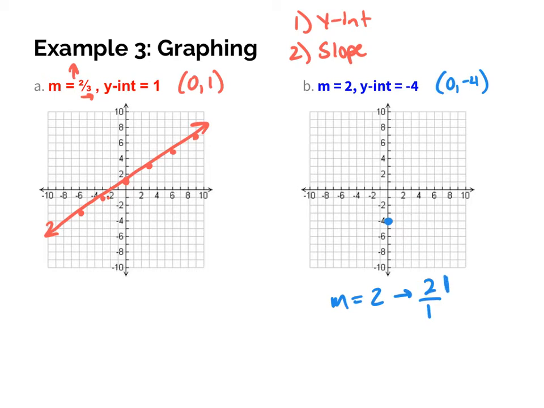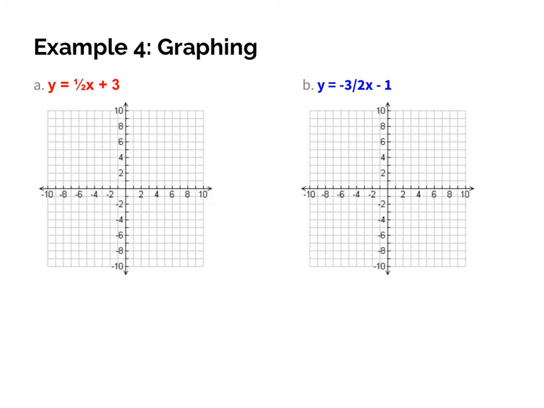Because what that means then is my line is going to go up 2, and it has to go over. So it's going to go right 1. So from this point, I'm going to go up 2, right 1, up 2, right 1, up 2, right 1. To apply that in reverse, I'm going to go down 2, left 1, down 2, left 1. Kind of the same thing there. So I can get my line and then, boom, draw it with my arrows going both ways. So again, y-intercept and slope.